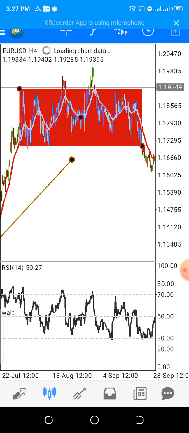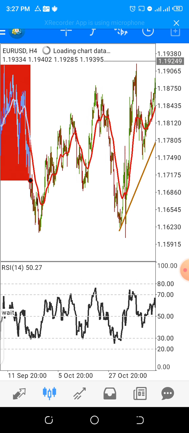You call it a ranging market. You call it a consolidating market, a consolidation. You call this kind of market an indecisive market. Okay, the bulls and bears are trying to make a decision in the market. Who are the bulls and bears?